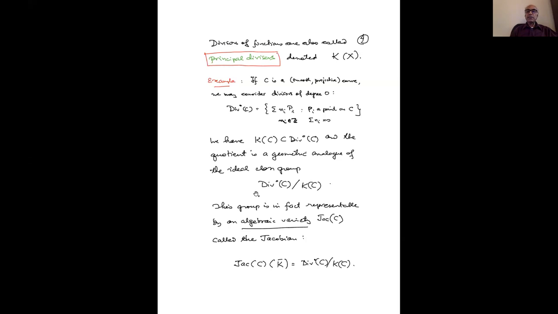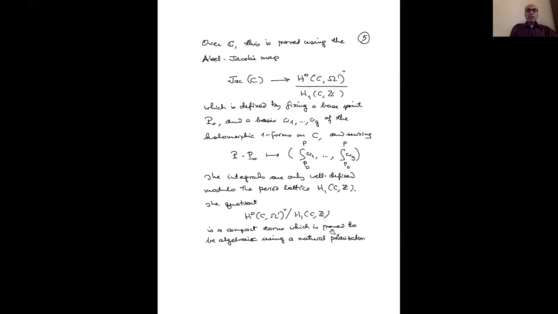This object is representable. In other words, there is an algebraic variety called the Jacobian, which has the property that its k-bar points are exactly this thing. So it's representable by some algebraic geometric object. That's a very special property. In general, at least over complex numbers, how you prove this, the critical point is to use the Abel-Jacobi map, which maps the Jacobian to some object. Before I say what it is, whatever it is, it's some compact complex torus. And what is this torus?